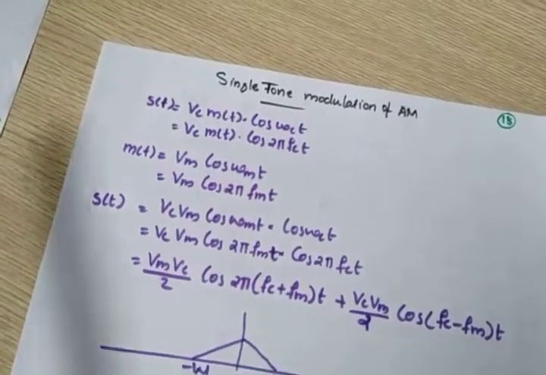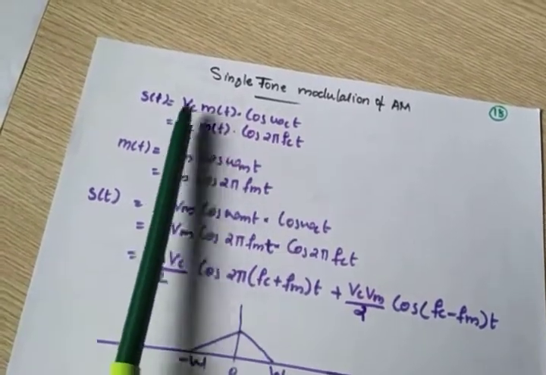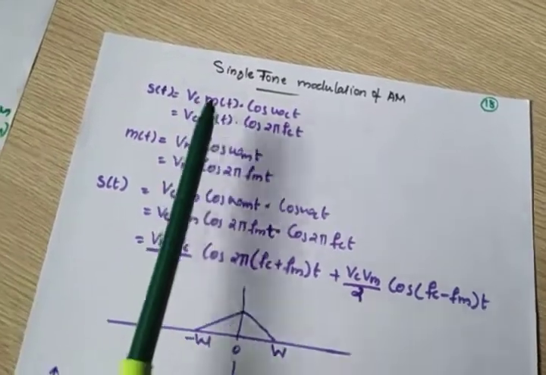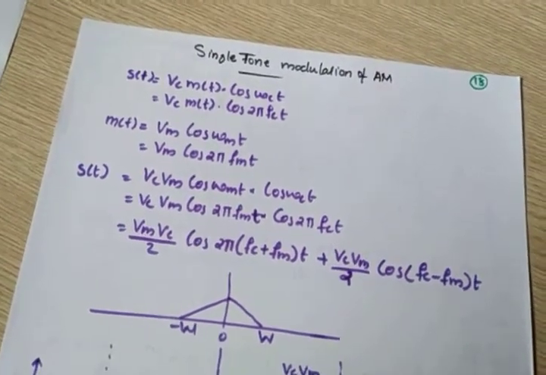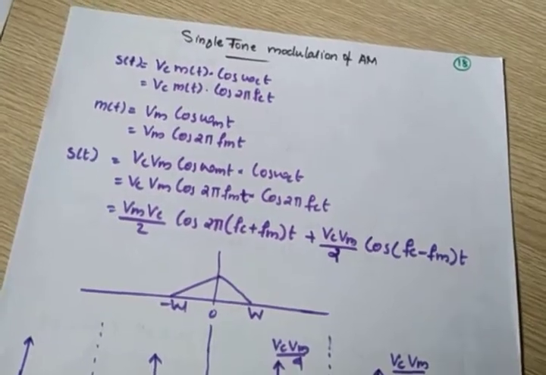This is nothing but DSB-SC, double sideband suppressed carrier. s(t) is Vc m(t) cos(omega c t). Okay. And the remaining we will discuss in the next class.